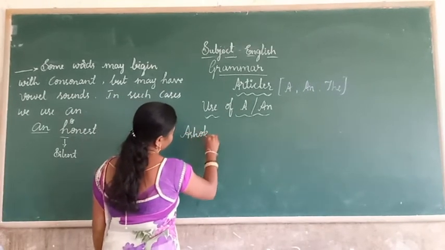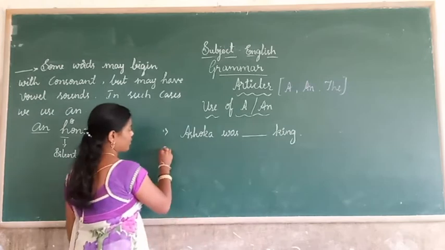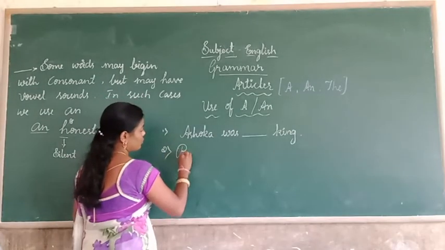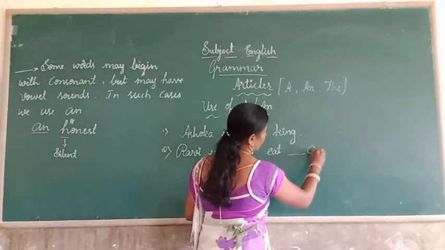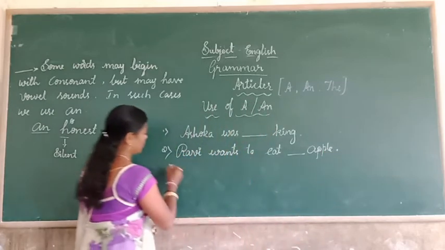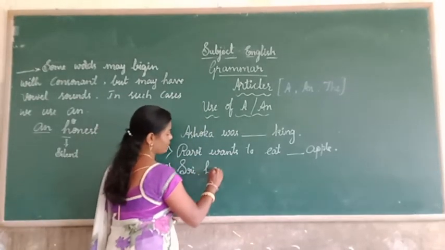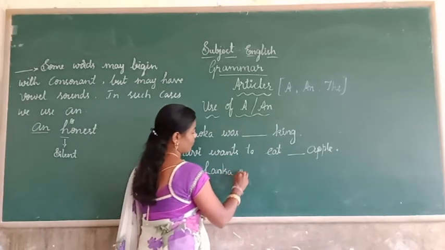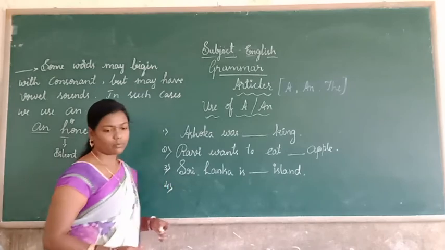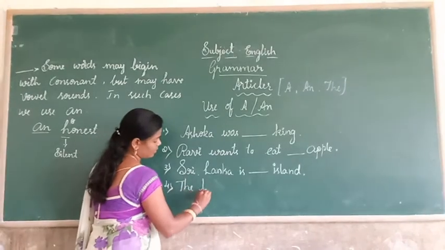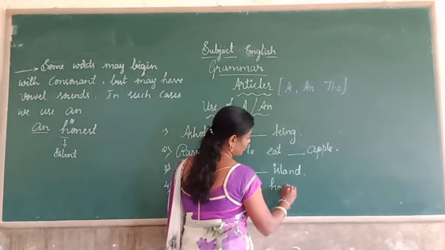Fill in the blanks. First one: Ashoka was dash king. Second one: Ravi wants to eat dash apple. Third one: Sri Lanka is dash island. Fourth one: The train is dash hour late.